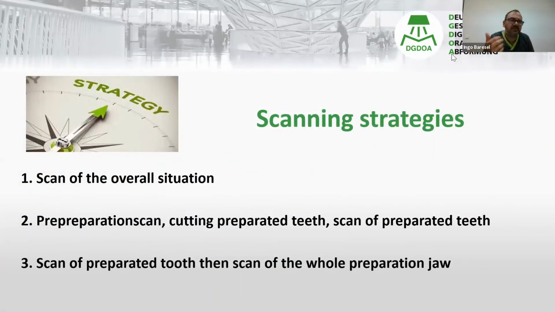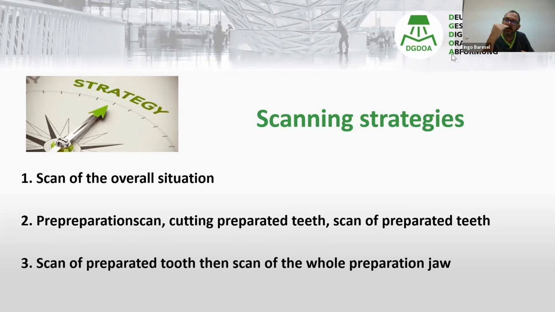Most of the scanners want you to scan the overall situation. That means you take out all your retraction aids, doesn't matter if it is 1, 2, or 10, and then you scan occlusal, lingual, buccal. This is sometimes a little bit difficult because you know this from analog dentistry. If you have to take out all the retraction aids, the problem will be that you have saliva coming into it, you have some blood, you have collapsing gingiva, you have the buccal areas, so the cheeks. So sometimes this is really difficult.